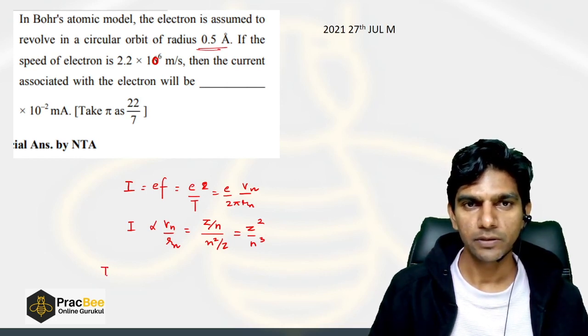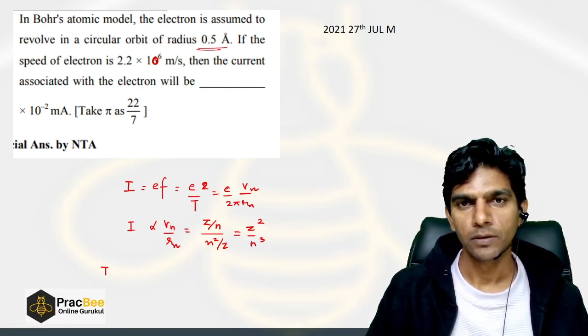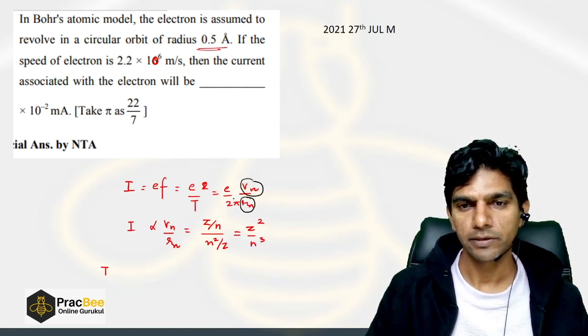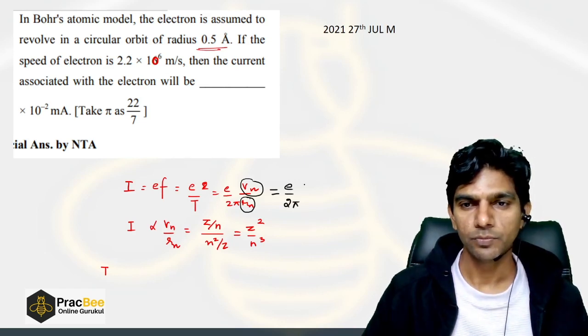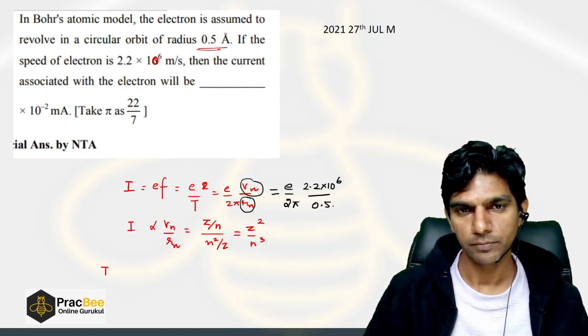So speed is given and we need to find the current. All right, so we can directly use this relation. Radius is given to us, speed is given to us. Let us put the values. So e upon 2 pi, vn is given as 2.2 into 10 raised to power 6, and rn is given as 0.5 angstrom. And we have to find the answer in milliampere.